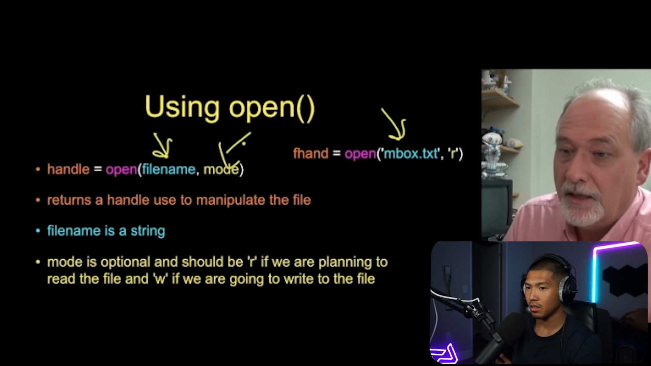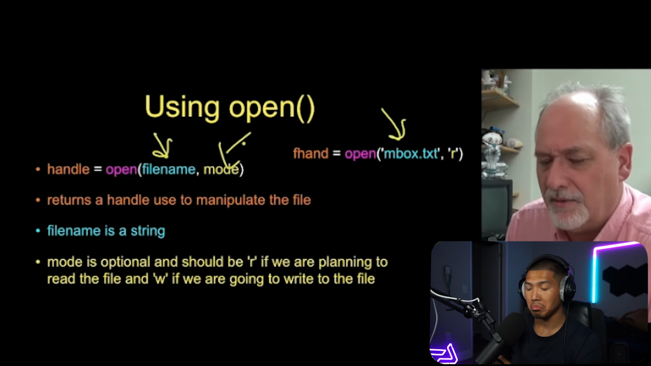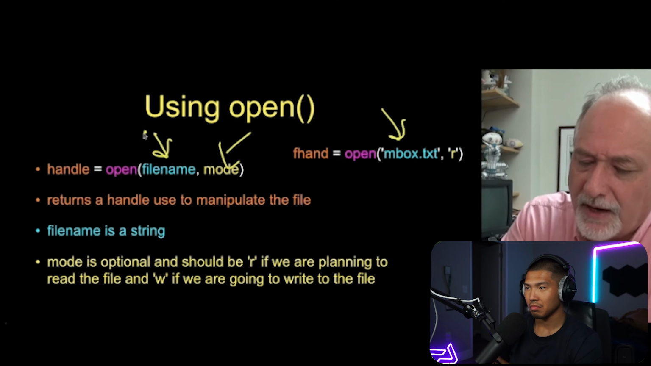You can read it over and over. If you write it and there's already data in that file, it truncates it and writes something new. We're not going to really write files. We're mostly going to read them. So you pass open a file, and it gives you back this file handle.